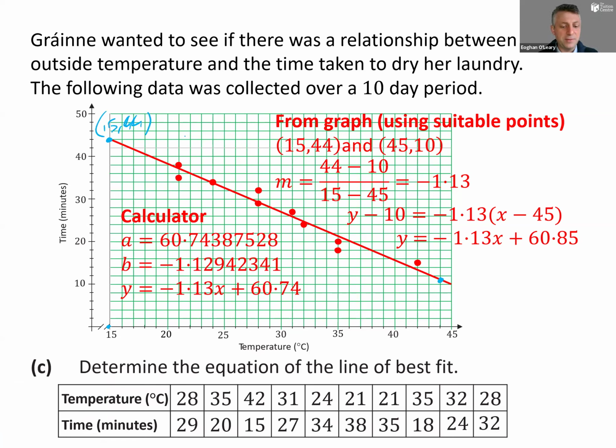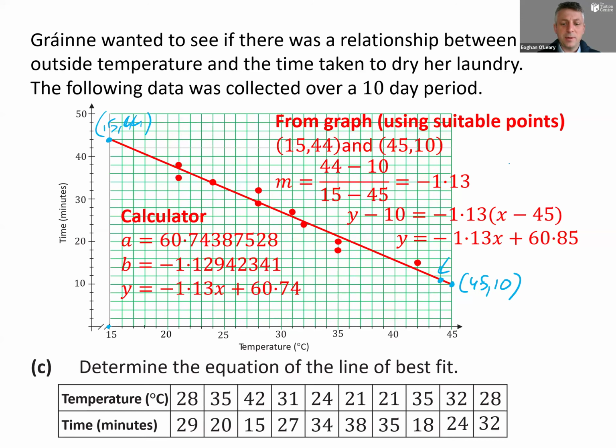15, 44. So 15 on the horizontal axis, 44 on the vertical axis. And instead, if I choose this last point here, I'd have 45, 10. Okay, so those would be my 2 points, and they work out to be nice, neat points to use. So I was saying that was 44, 15, but I wasn't quite right about that. So I can then get my slope.